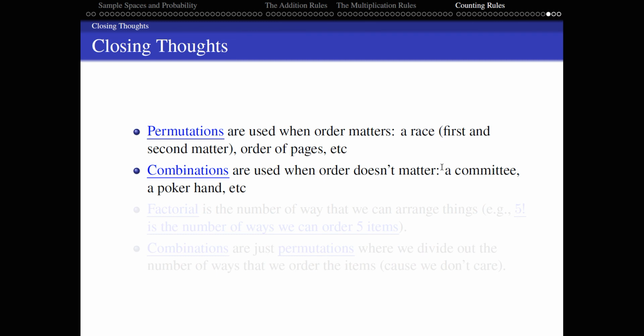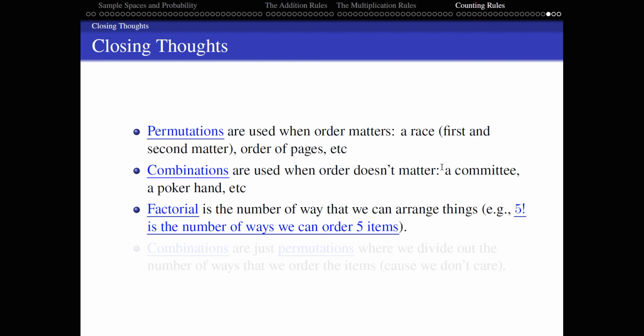For combinations, we use combinations when order doesn't matter. A committee is a great example, and we talked about a couple of different cases. A poker hand's kind of an interesting one because it doesn't really matter if you got a card first or last. As long as it's in your poker hand, it's in your hand. So it doesn't really matter what order you got those cards in.